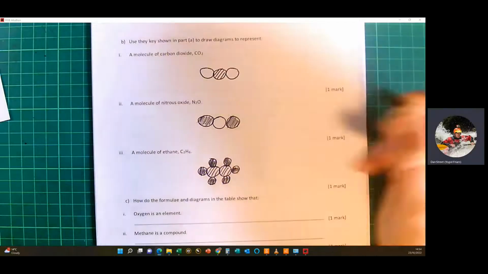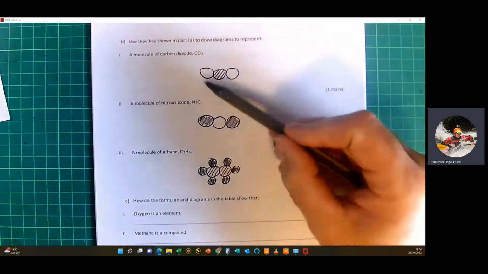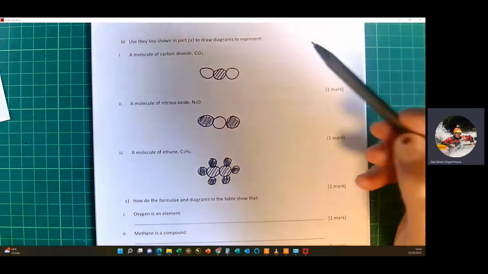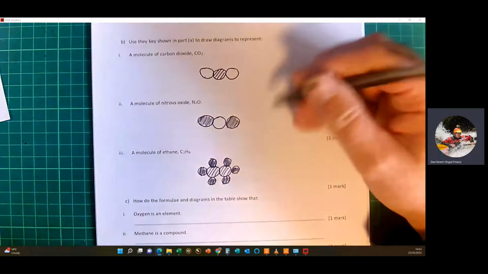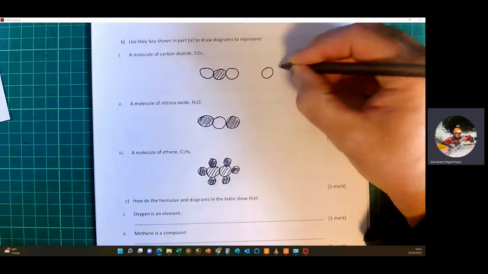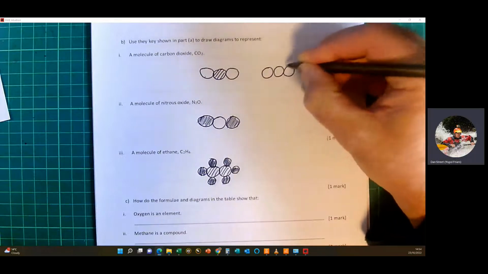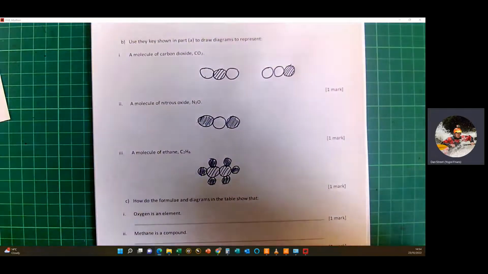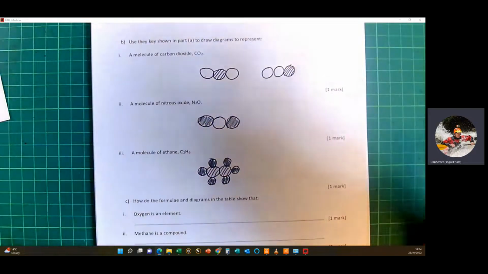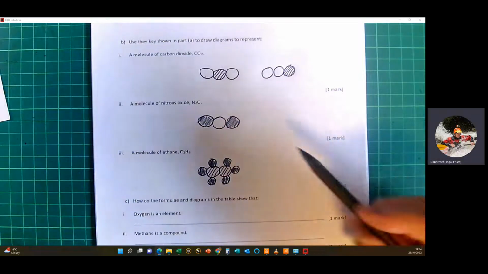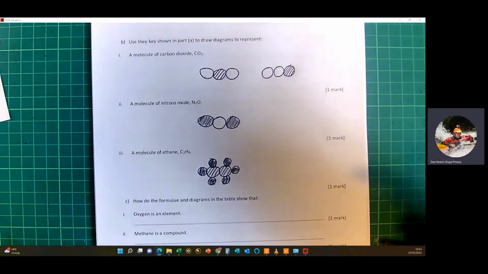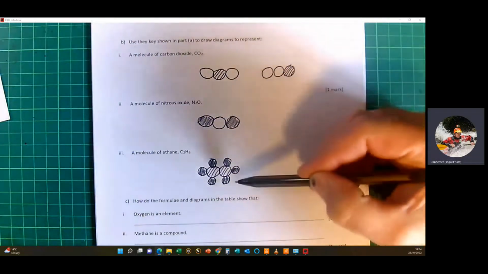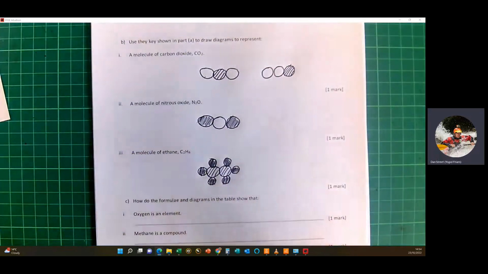And it is important that you get this order correct. So for example, if you were to draw this for the first one, you wouldn't get the mark, and there are various combinations of the other molecules that also wouldn't get the mark. So it's important that you get them in the right order.